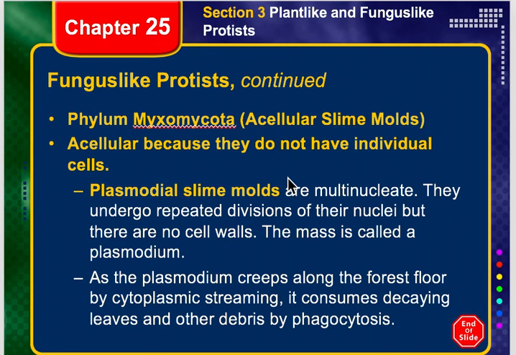So the plasmodial slime molds are the same as acellular. Those names are interchanged. The phylum is Myxomycota, and they're acellular because they just have multiple divisions of their nuclei, so they're called multinucleate. After they undergo these repeated divisions, they have tons of nuclei, but there's nothing to divide them. So you just see this mass of cytoplasm with all these nuclei. Figure 23 in this chapter actually shows you a pretty good representation of what that looks like.